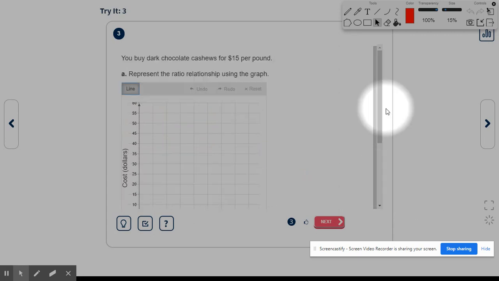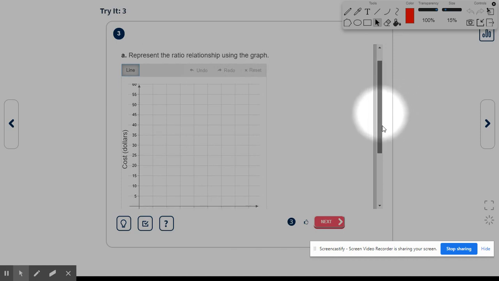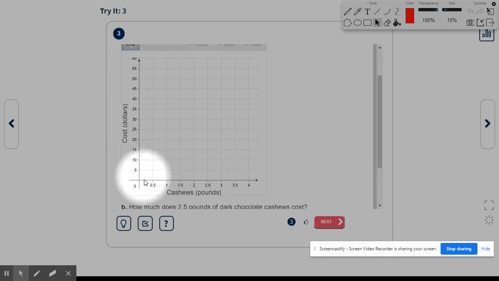So let's try it first. Let's do part A. How would we represent the ratio relationship using a graph? Yes, we do need our ordered pairs. So we need to get the equivalent ratios of $15 per pound. Now, how do we know which ones are x and y? Well, you're already given your coordinate plane labeled. So your cashews are your x-axis, and your y would be your cost in dollars. Let's try that out.